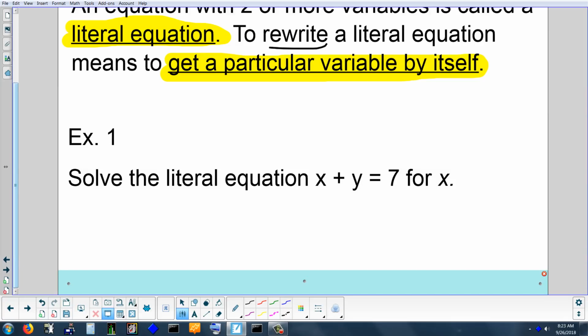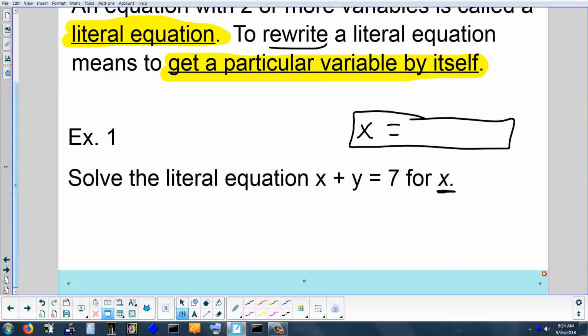If you look at the equation right now, what's by itself on one side? Yeah, the 7. They don't want the 7 on one side by itself. They want the x by itself. So when you're done, your answer is going to look like this: x equals, by itself, and then we're going to have stuff on the other side.